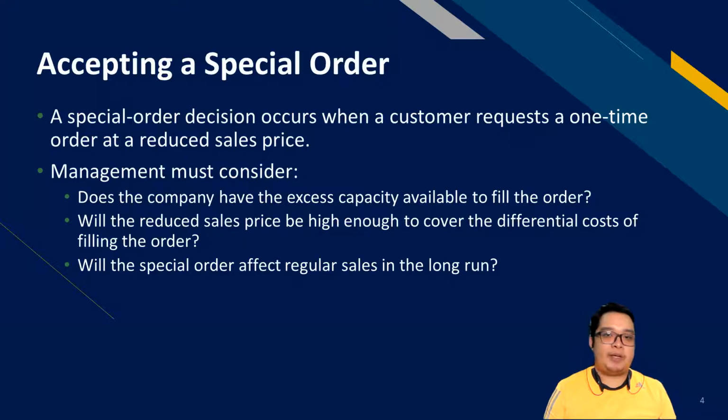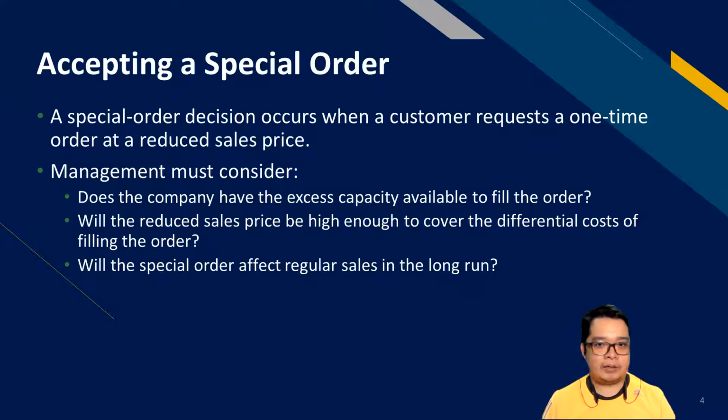So first, we discuss accepting a special order. A special order decision occurs when a customer requests a one-time order at a reduced sales price. So it's a special order because there's a sudden emergency order, for example, a bulk order, and the customer is requesting, since it's a bulk order, can you give me some discount? Can you sell it to me at a certain price? So the decision is whether you will agree to the customer and sell at a reduced price for this one-time special order or bulk order?